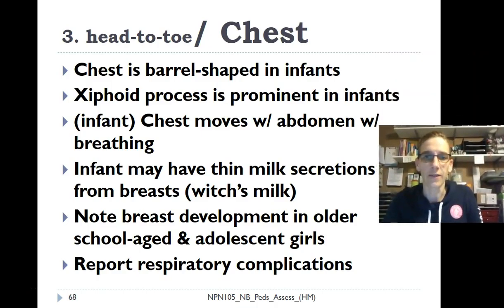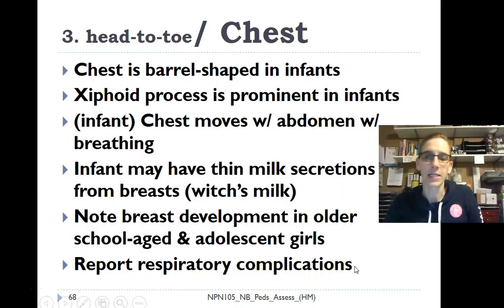Now the chest for infants is very barrel shaped. The xiphoid process is very prominent. And the infant chest moves with the abdomen with breathing. The infant may actually have little thin milk secretions from the breast right after delivery, and this is called witch's milk. It develops because of the mom's hormones. Note any kind of breast development in older school-aged girls and adolescents. And report any respiratory complications.